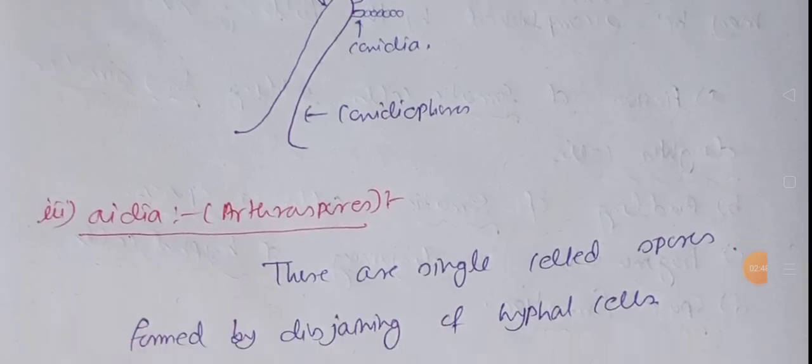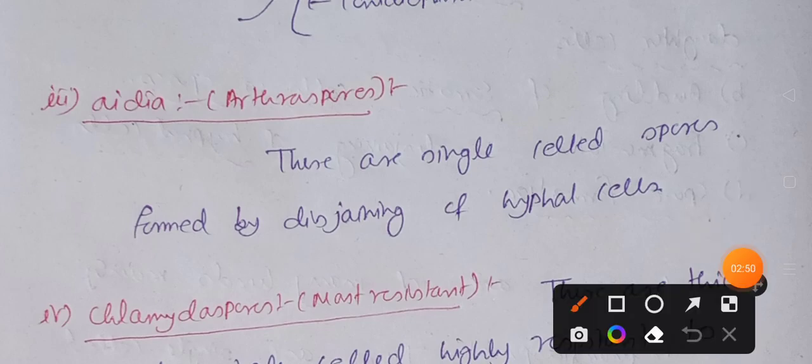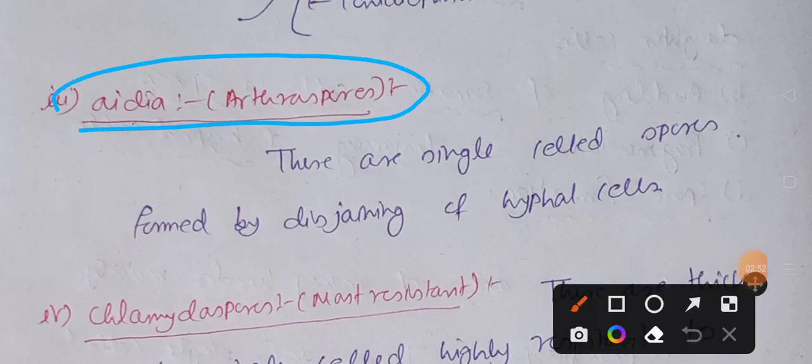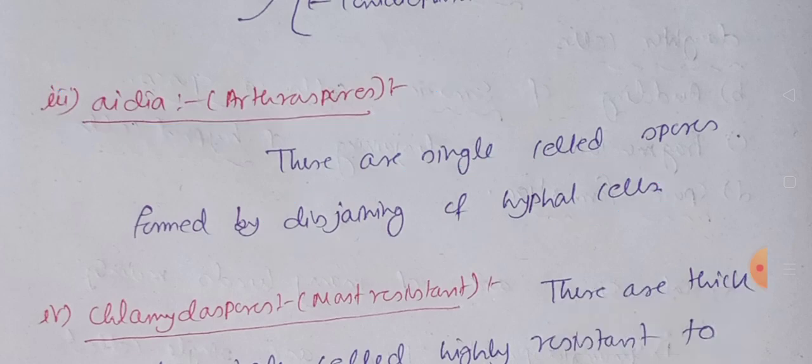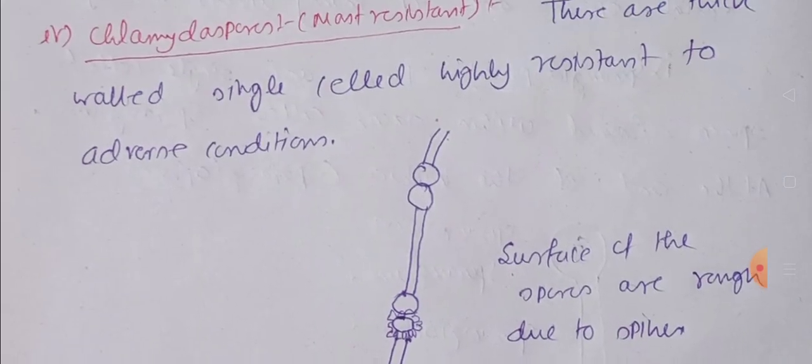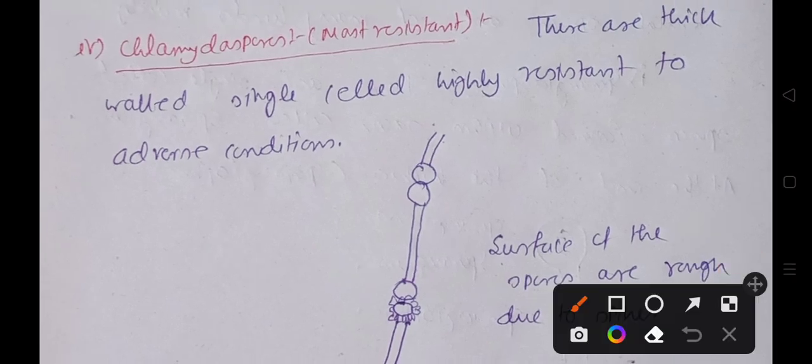So now let's move to the next part, that is oidia or arthrospores. Remember, these types of spores are generated by fragmentation or disjoining of hyphal cells, and these spores are usually single cells. Now the most important type of spores, that is chlamydospores. They are highly resistant to adverse conditions because these spores are thick-walled and their surface is rough and full of spike-like structures.